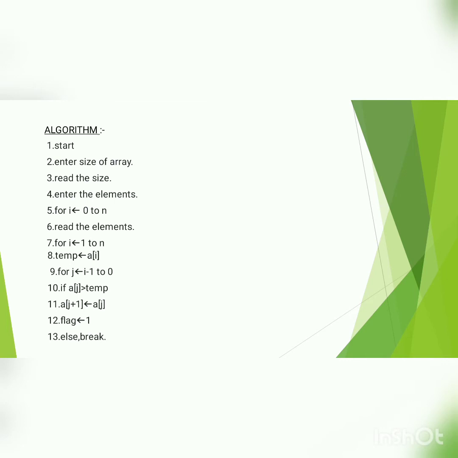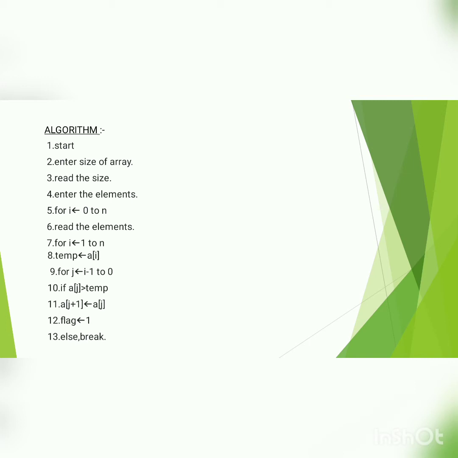In the algorithm, the first step is start and then enter the size of the array and read the size of the array. Enter the elements. For i belongs to 0 to n, read the elements. Now the main loop will start. So for i tends to 1 to n, temp is equals to a of i. And then now sub loop will start. For j is equals to i minus 1 to j greater than equal to 0.